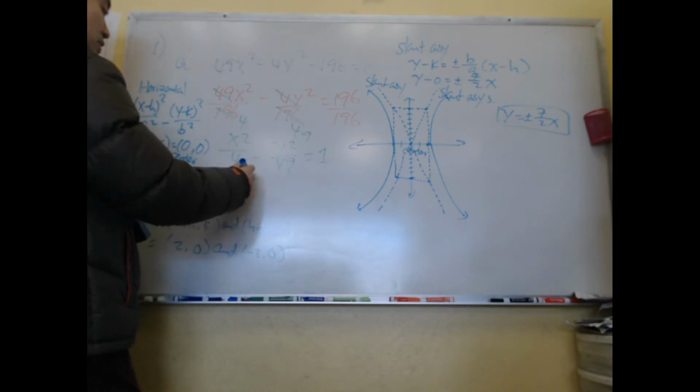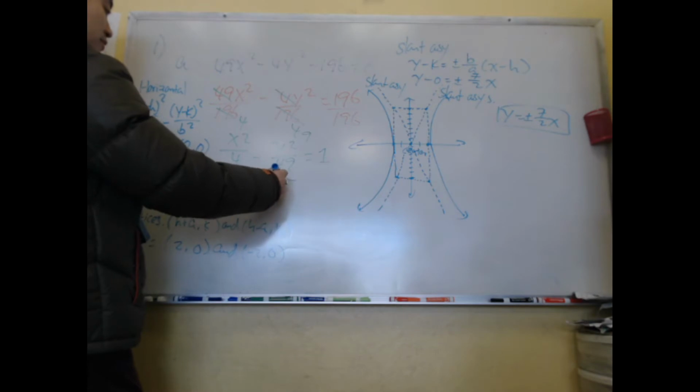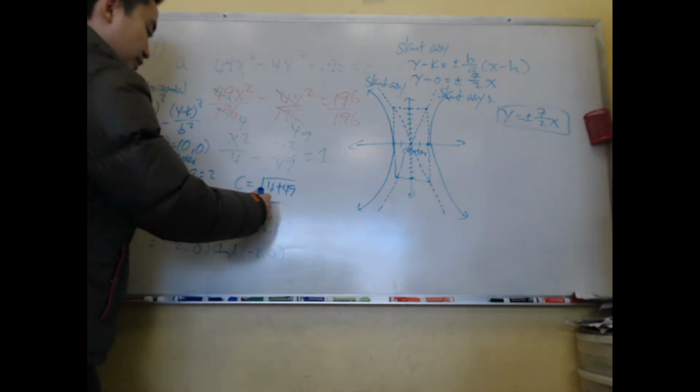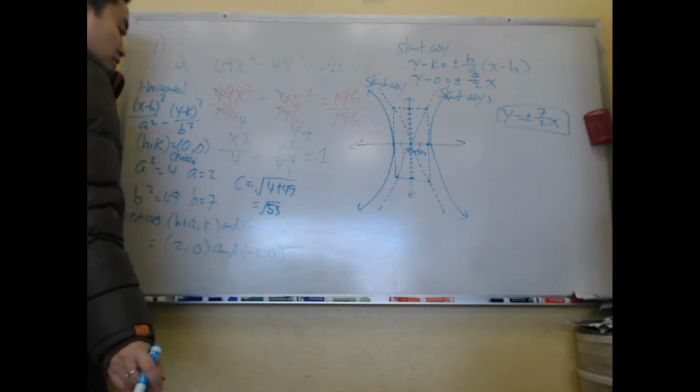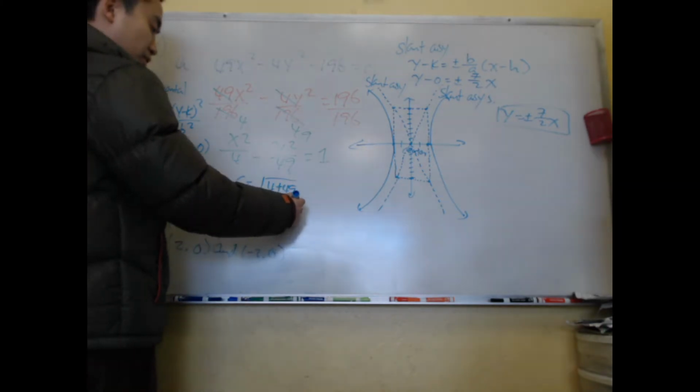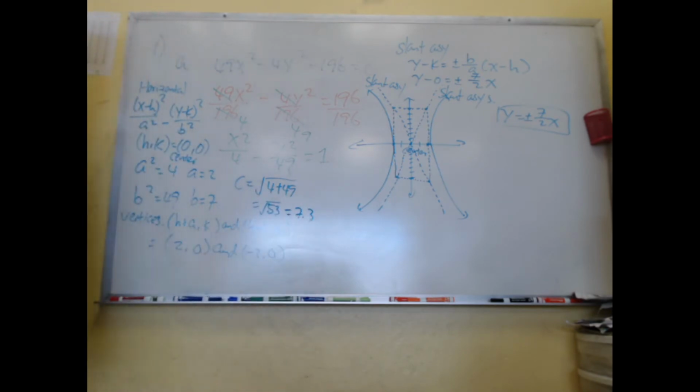So c equals what? Square root of 4 plus 49, which is a non-perfect square number, right? Now let's find out what that is on your calculator. What's square root of 53? So what is that about? Okay, 7.3. What is it? 11.3? 7.3? It is, right? Pretty close.